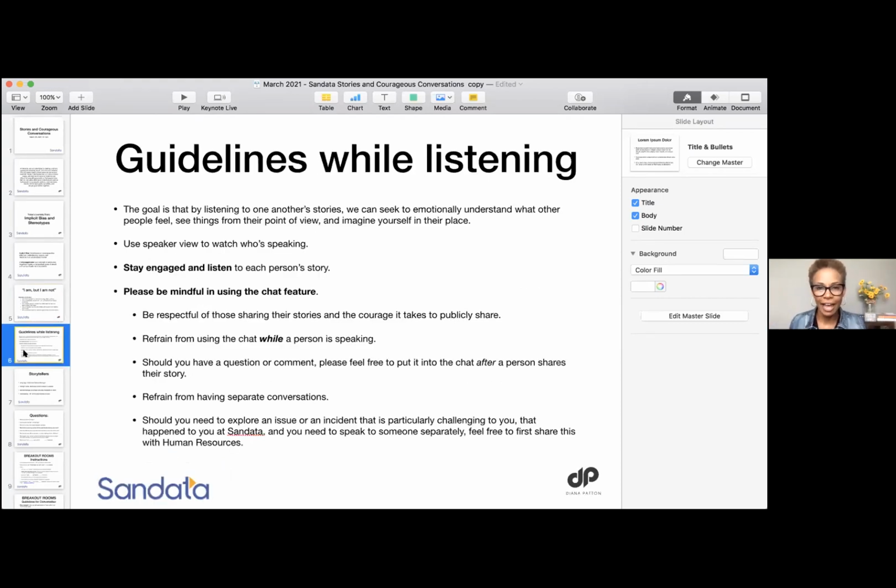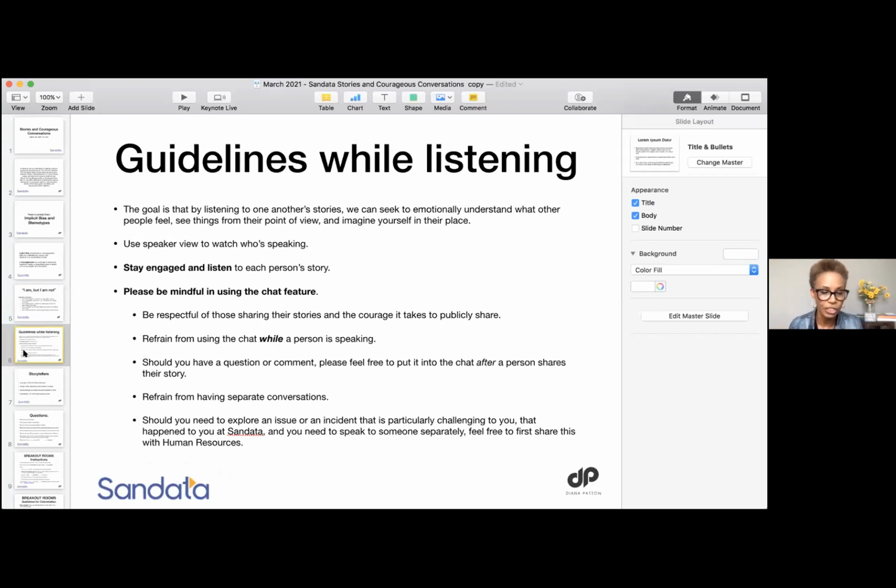So here are our guidelines for listening today. The goal is that by listening to one another's stories, we seek to emotionally understand what other people feel, hear their point of view, and imagine ourselves in their place. Stay engaged, listen to each other's stories, be mindful in using the chat feature, be respectful of those sharing their story and the courage it takes to publicly share. Refrain from using the chat while the person is speaking.